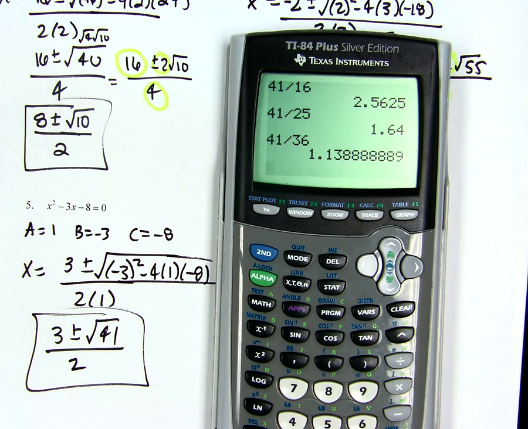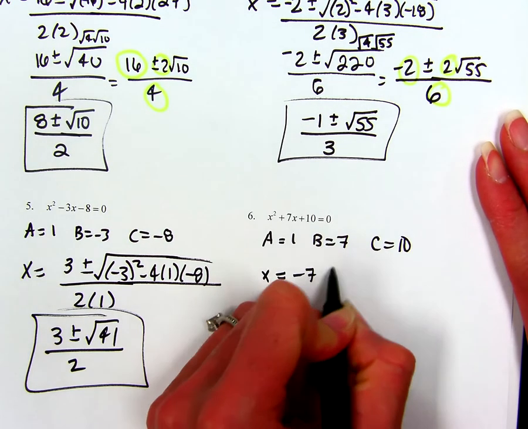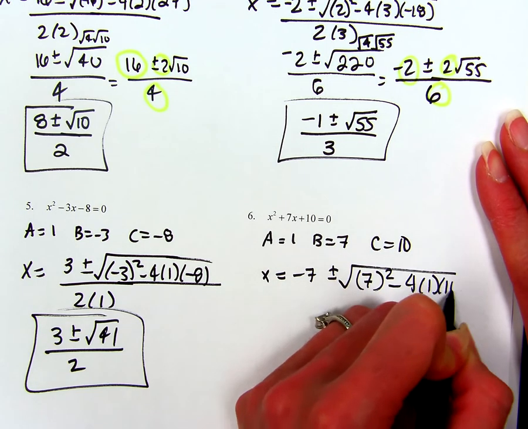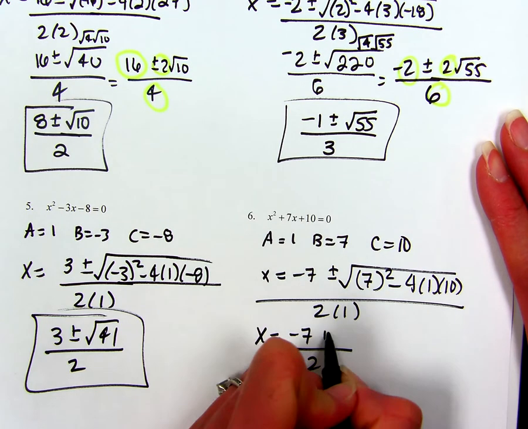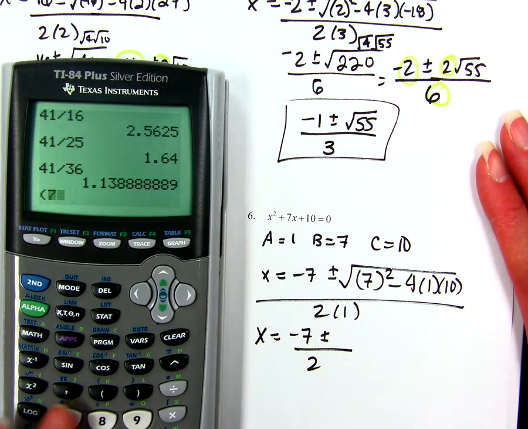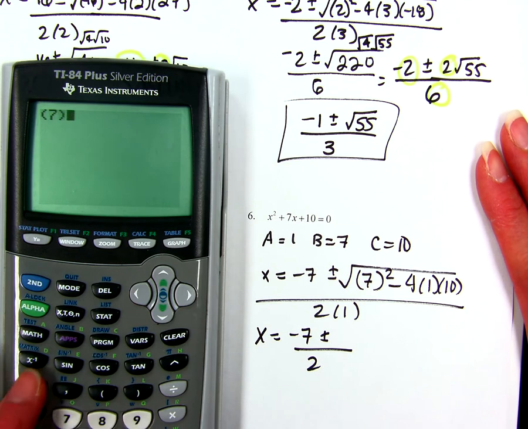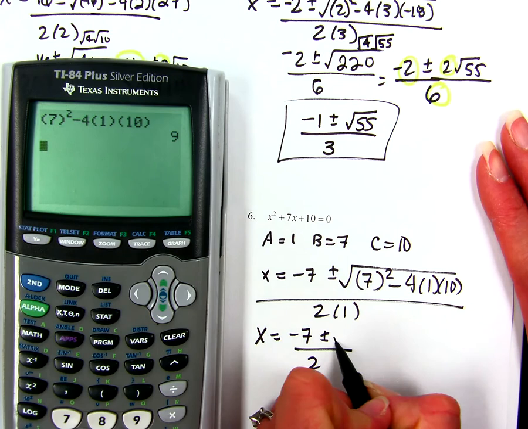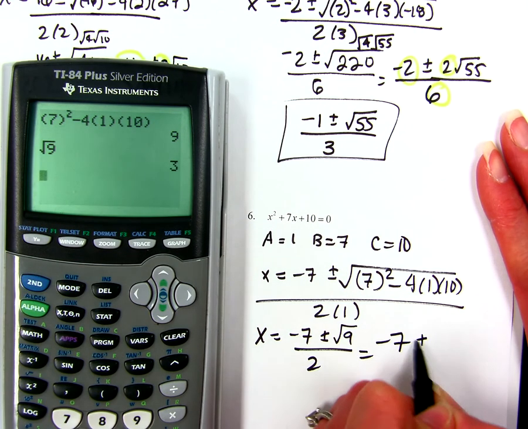Okay, last problem. We already have A, B, and C labeled, so opposite of B plus or minus the square root of B squared minus 4AC all over 2A. So we have negative 7 and 2. I'm just going to do what is 7 squared minus 4 times 1 times 10. That's 9. All right, so square root of 9 is 3. Negative 7 plus or minus 3 over 2.